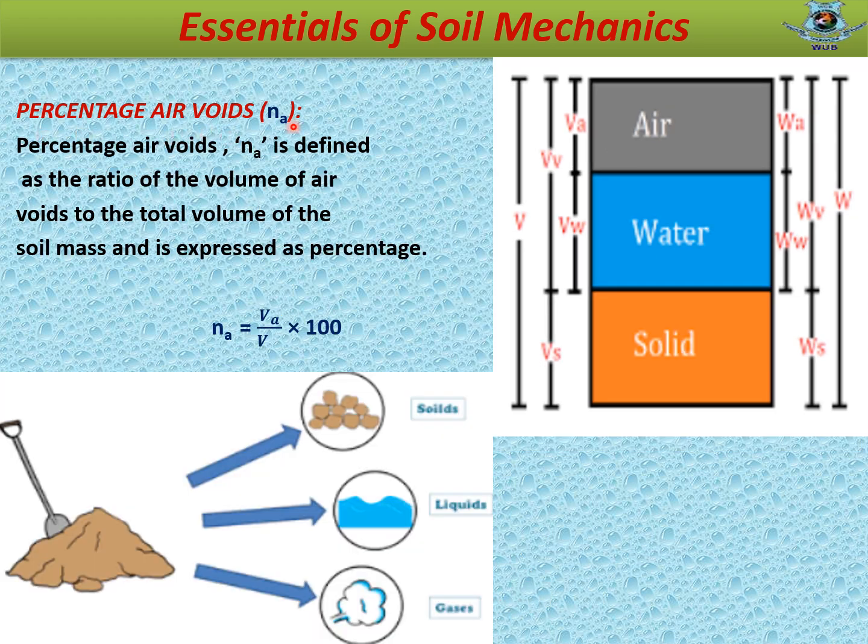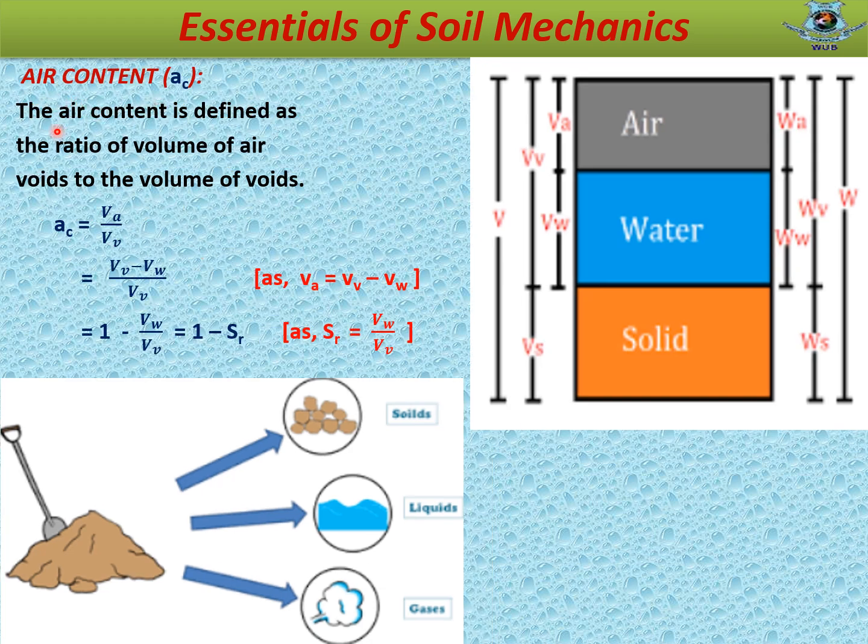Percentage air voids na. Percentage air voids na is defined as the ratio of the volume of air voids to the total volume of the soil mass and is expressed as percentage. So we can say percentage air voids na equal to volume of air voids Va divided by total volume V into 100.